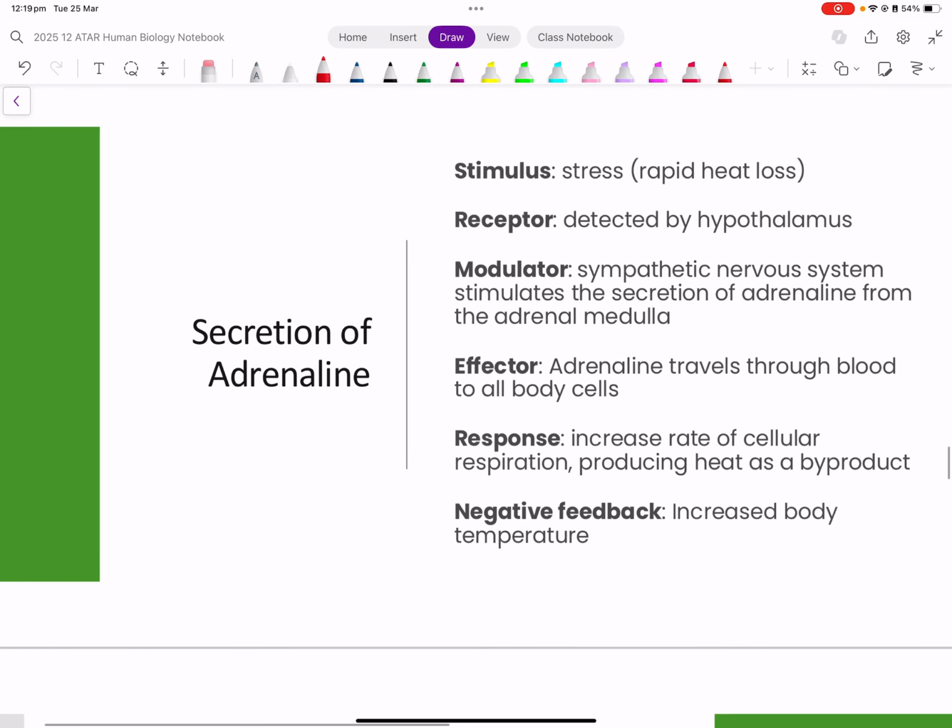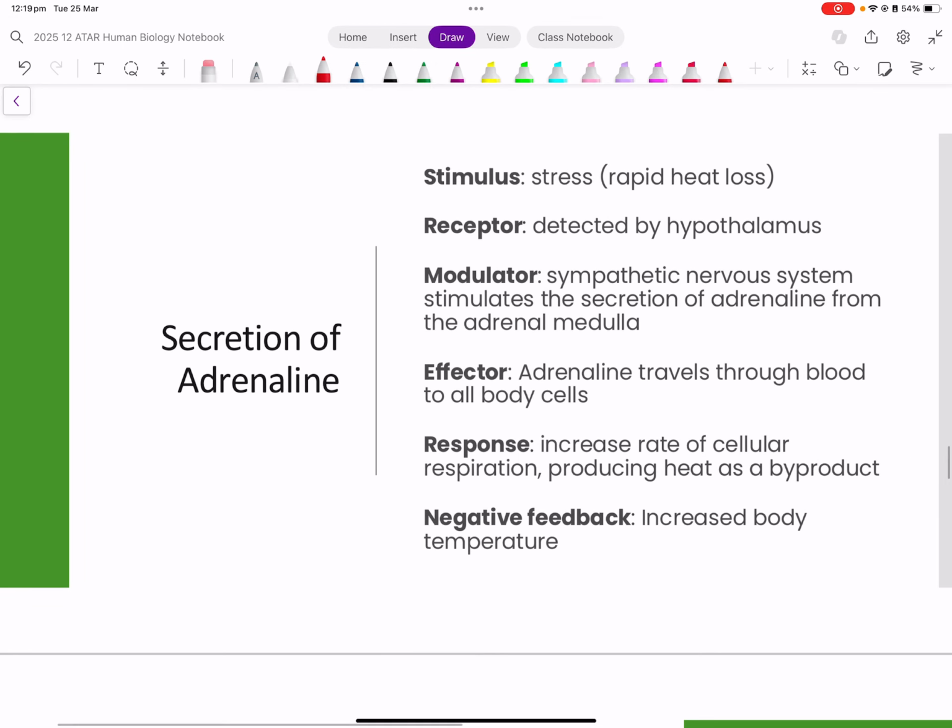Our final mechanism for low body temperature, and you'll notice here that it's ever so slightly different now. The stimulus here is stress, rapid heat loss. So I want you to think stepping into an ice bath or something like that, a really rapid loss of heat. This is again detected by the hypothalamus.